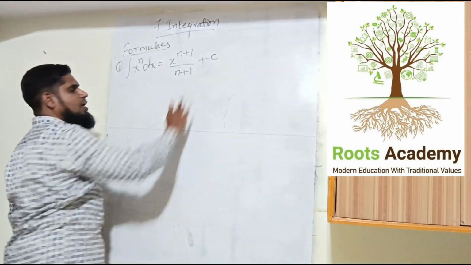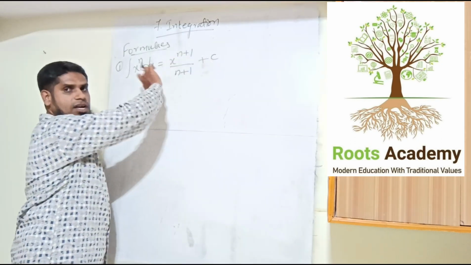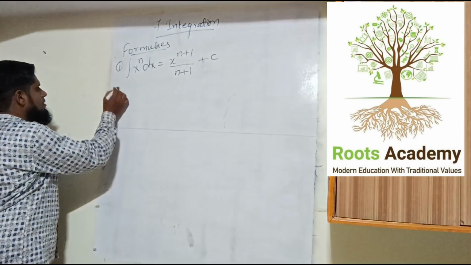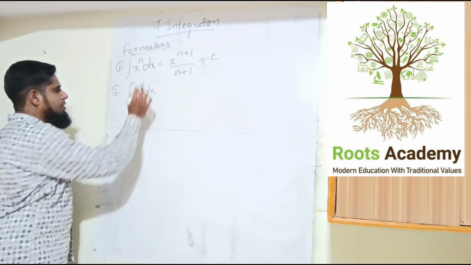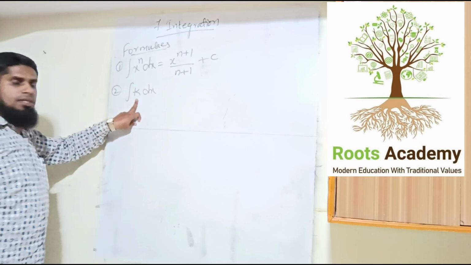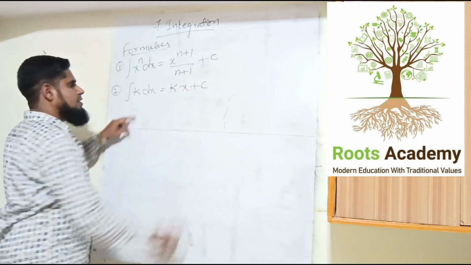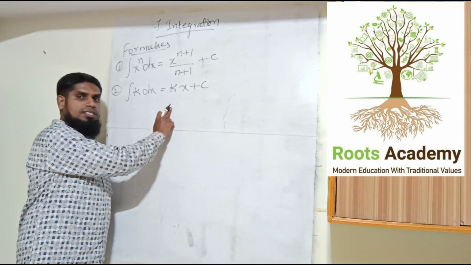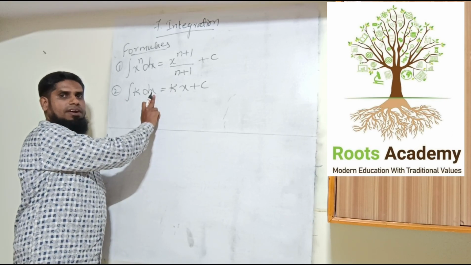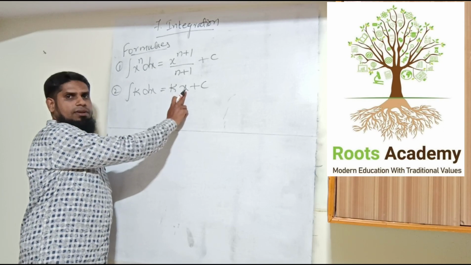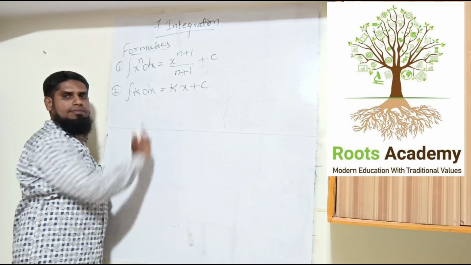Plus c. The integral constant is very, very important. As the value of c changes, the answer will also change. Second, integration of k dx, where k is any constant, will become k into x plus c. Because the derivative of a constant is 0, the integration of a constant is constant into the variable. Whatever variable we are integrating, we take that variable. We are integrating with respect to x here, so we take variable x with k.